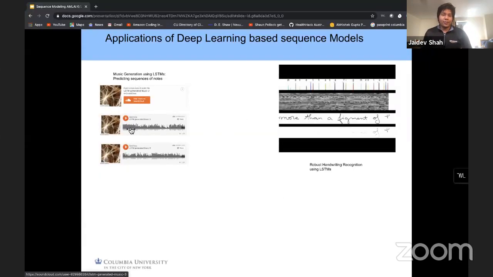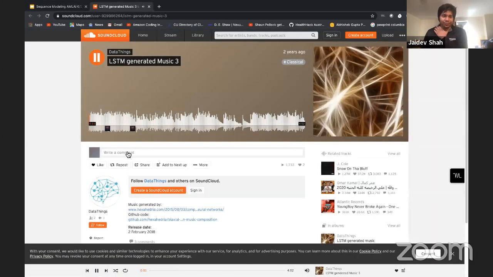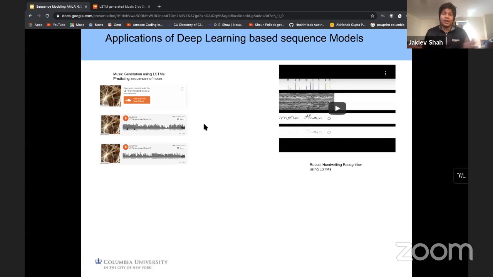And this is an example of music generation using an LSTM. If you don't know what an LSTM is, we will be covering that, but this is just fascinating. This was generated completely from scratch. We're not going to listen to the whole thing, but this was generated completely from scratch by a model, which was trained on lots of classical piano music.